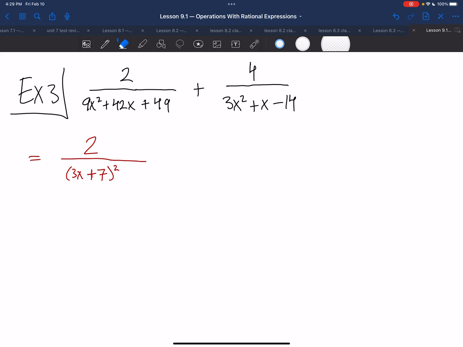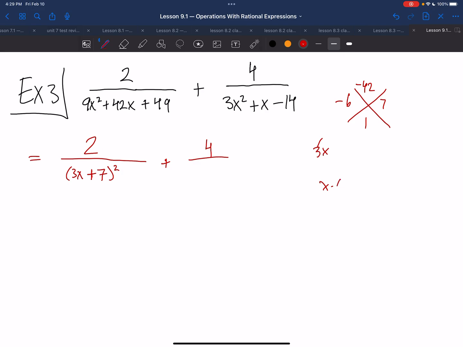And then let's look at the other. Plus 4 over. Now, this is a basic a is not 1 case. So if you want to use your cross puzzle, you say 3 times negative 14. Oh, what is that? That's negative 42. And that's 1. 6 and 7, I think. 6 and 7, where 6 is negative.